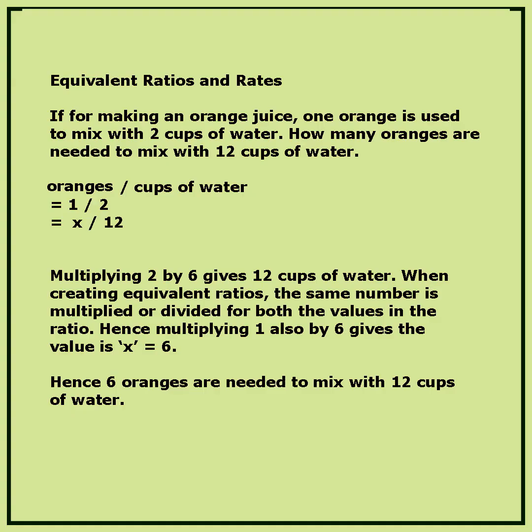When creating equivalent ratios, the same number is multiplied or divided for both the values in the ratio. Hence, multiplying 1 also by 6 gives the value x equals 6. Hence, 6 oranges are needed to mix with 12 cups of water.